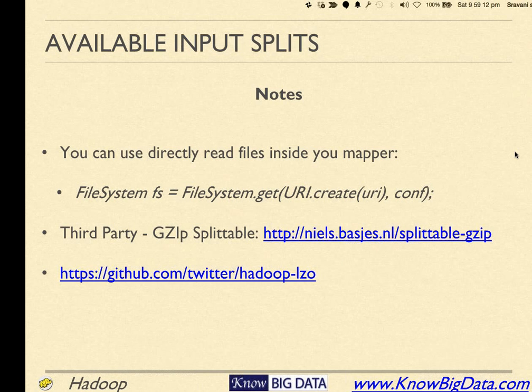Now, sometimes, so far what we saw was that the only data we got inside our mapper function was from the Hadoop infrastructure as the input key and value. But sometimes inside your mapper you want to read an external file, or maybe some other HDFS file. You can do that easily by calling filesystem.get and getting the file, getting that URL and accessing the file system.